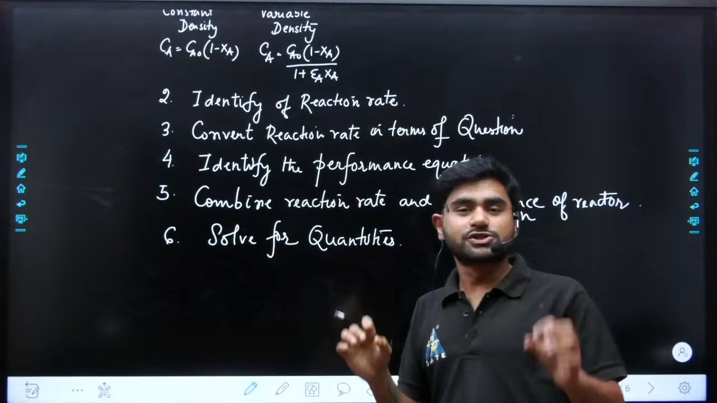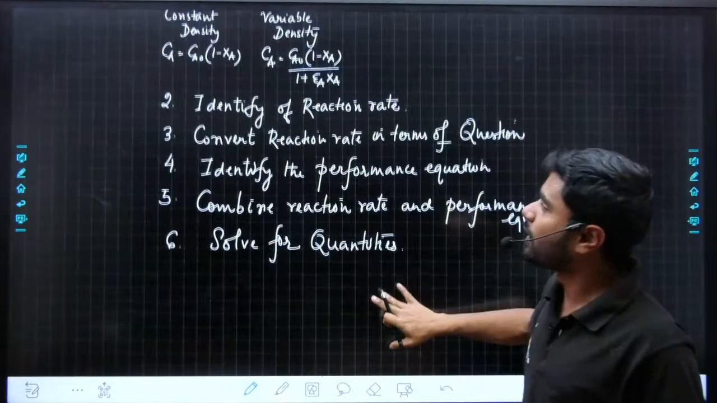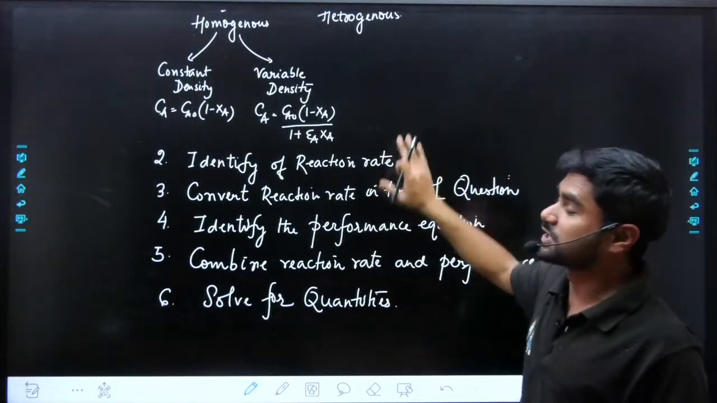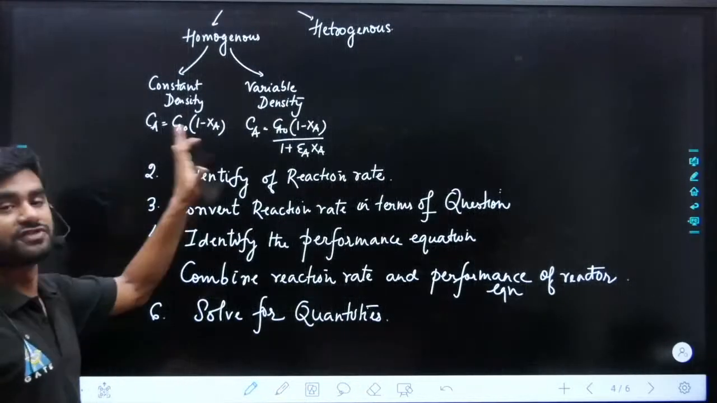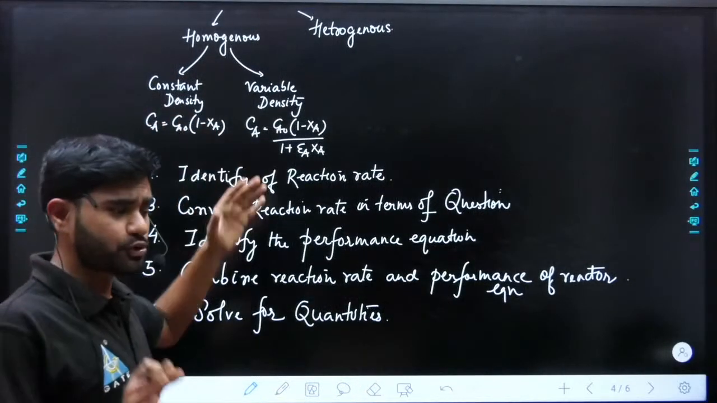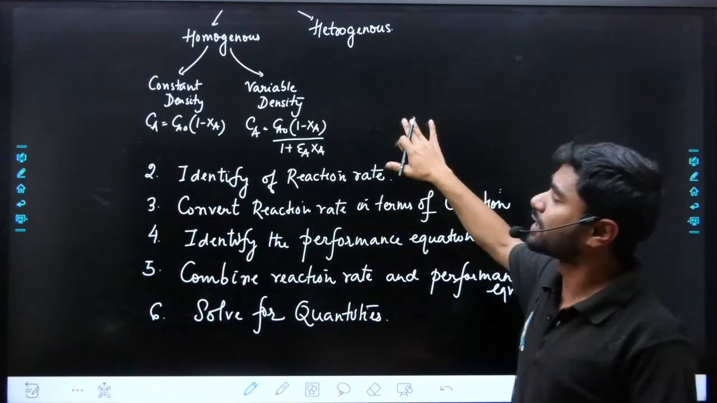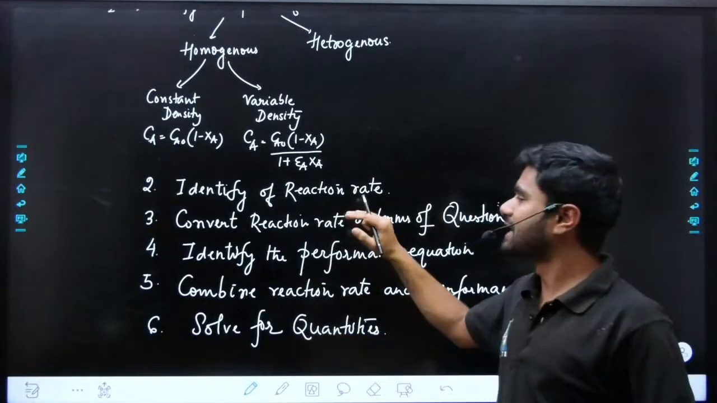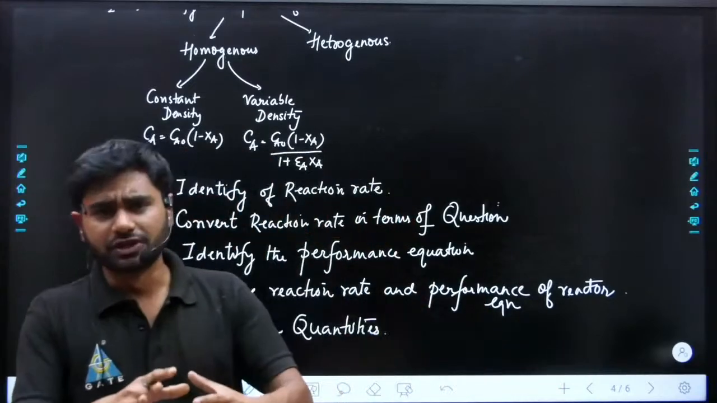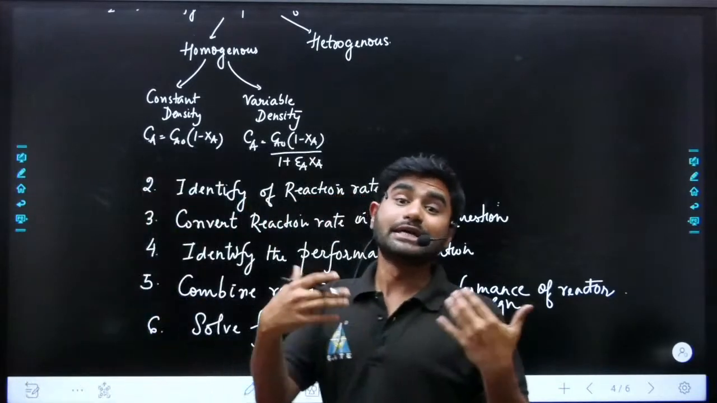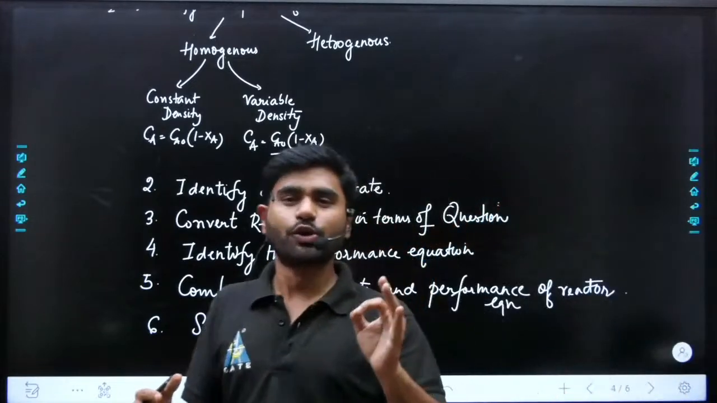Before we go for any question related to the solving part, we need to go through this process of 5 steps: 1, 2, 3, 4, 5. First we make sure of the phase, gas phase, I would say just the phase. I'm not talking elaborately about homogeneous or heterogeneous. The second part is the reaction rate. The third part is the performance equation. Then you combine everything, and you get a very simplified equation, and from that equation you solve the question.